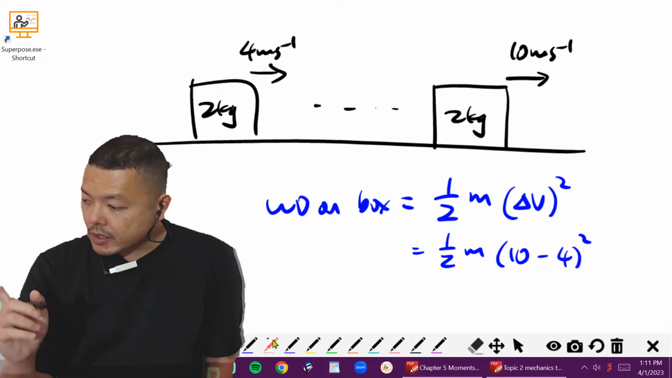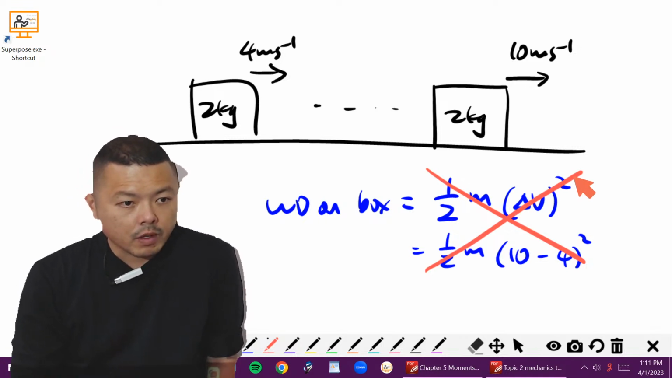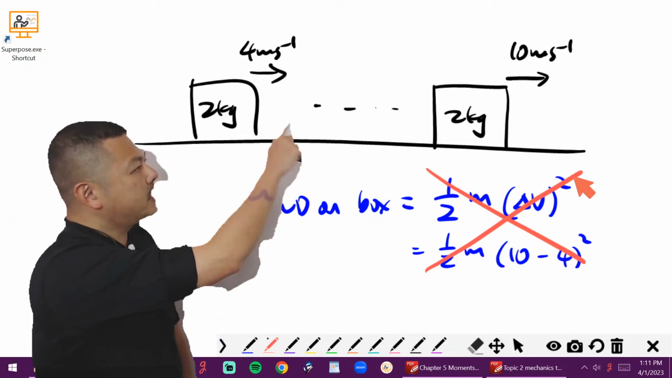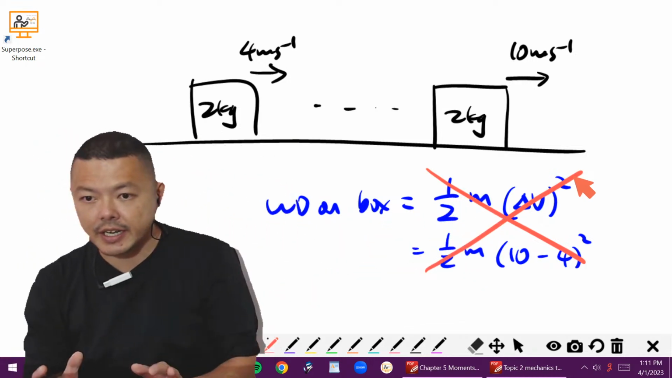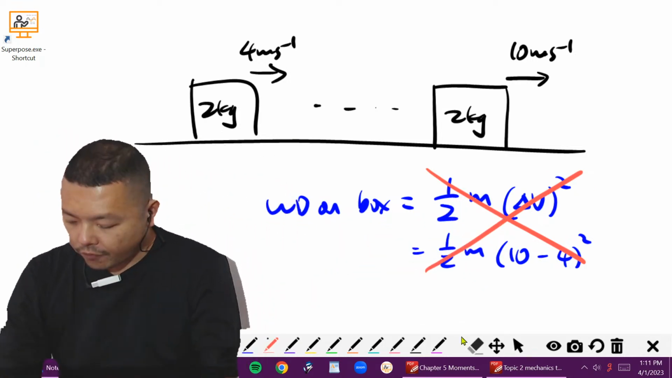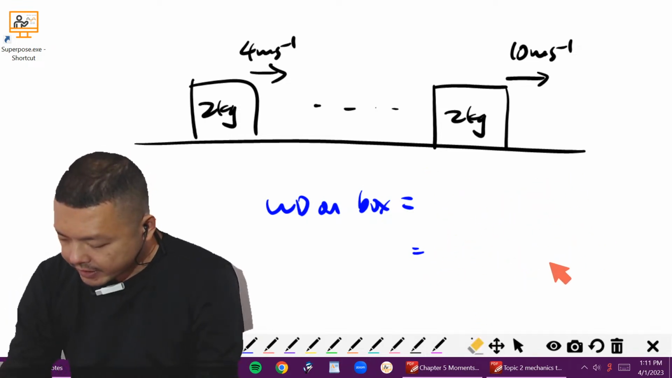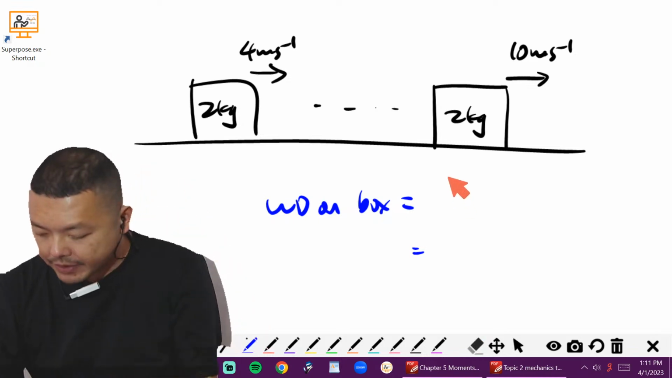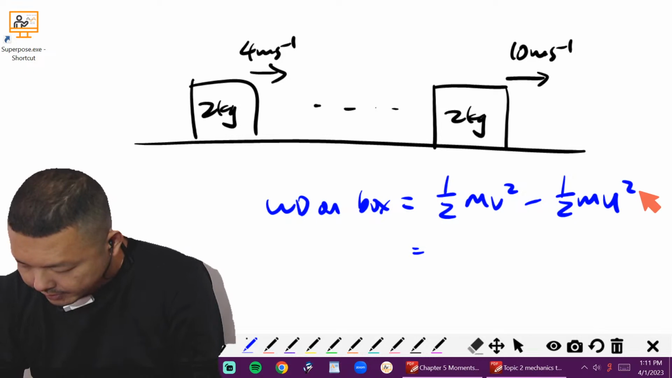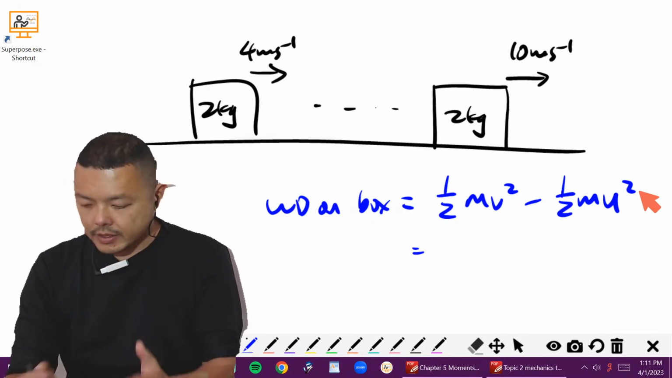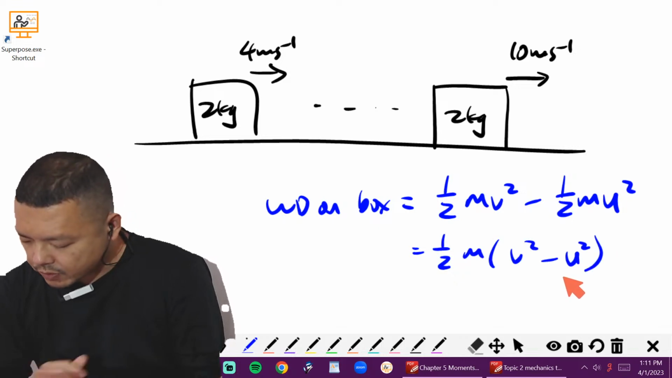Don't write this down, because I want you to see this and remember that this is completely wrong. You do not take the difference in the speed, then half mv squared that speed, and say that's the change in KE. To find the change in KE, the correct way of doing it, and let this burn in your memory: half mv squared minus half mu squared. You must always do this. So you take half m, v squared minus u squared, like that.